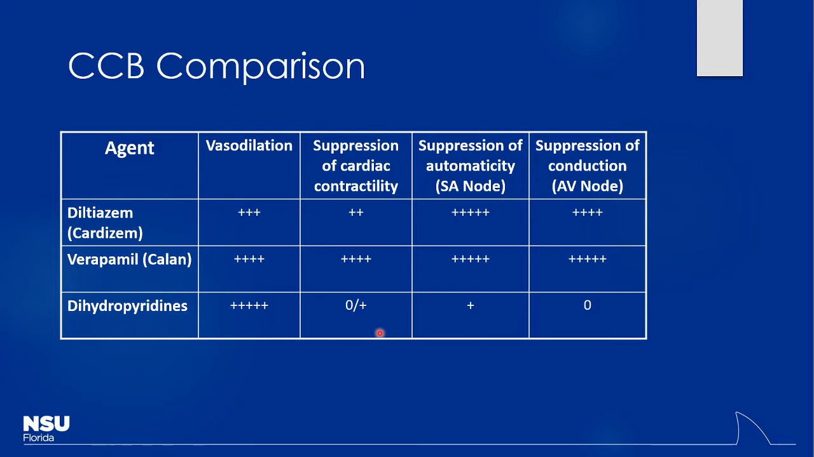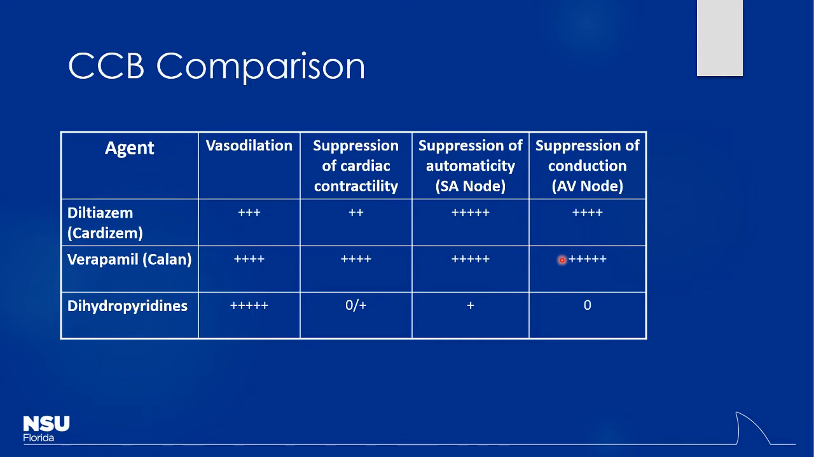So those are the things I want you to start thinking about. On the other hand, with our non-dihydropyridines, the two agents you're going to see in this category are diltiazem and verapamil. They're okay at causing vasodilation, so they can still be used for blood pressure management, but what you're going to notice here is they're much stronger in terms of suppressing contractility, and they're going to be suppressing AV and SA node function.